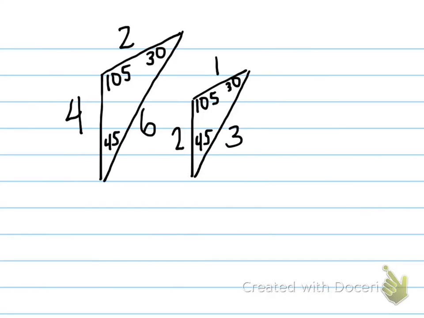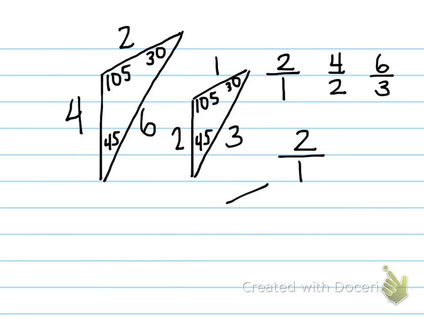The second property, again, says the ratios of lengths should be equal. Okay, so let's just look. Let's compare the big triangle to the small triangle and write all of the ratios. So 2 goes with 1, 4 goes with 2, and 6 goes with 3. Do those all reduce down to the same thing? Yes, they all reduce down to the ratio 2:1.